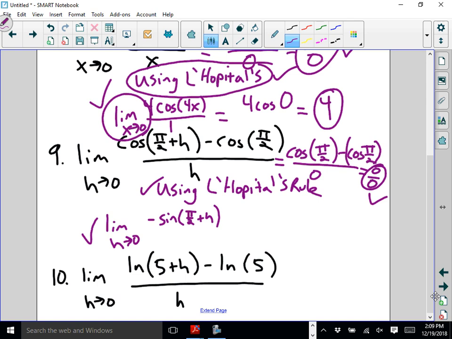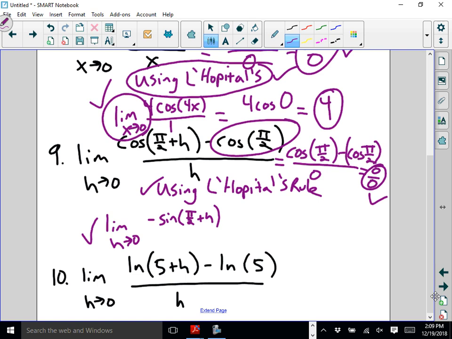Now, the derivative of this, cosine of pi halves, is simply 0. There's no variable. That's a constant. The derivative is 0. The derivative of h is 1. This time I'm not going to write the over 1. Okay? You don't have to.